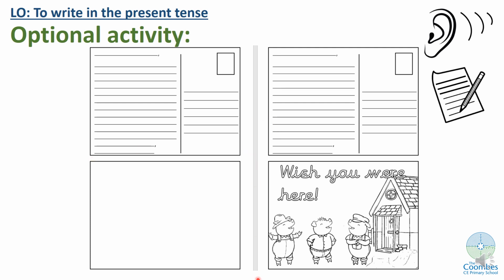Or if you wanted to do the Three Little Pigs one, there is the same one that I have done, but it's printed as a colouring page. So you can colour that one in if you have done your postcard from the point of view of one of the Three Little Pigs. But again, that is just an optional activity. So you can publish your postcard if you want to.